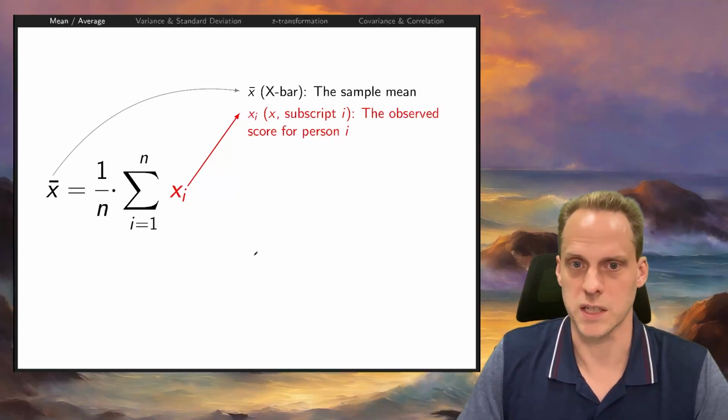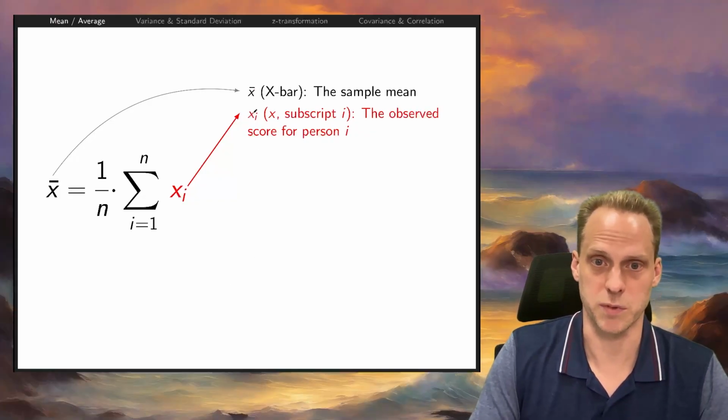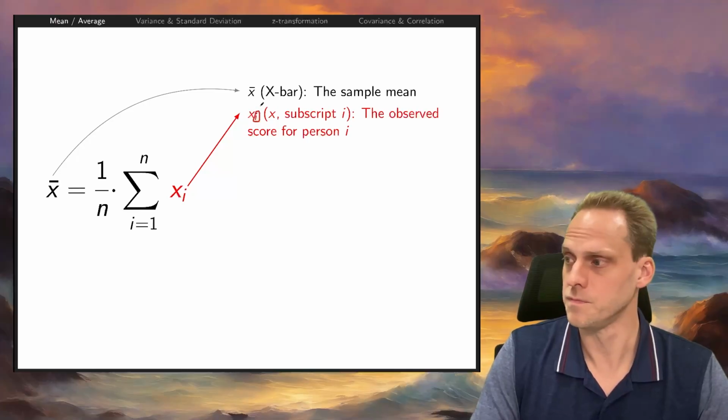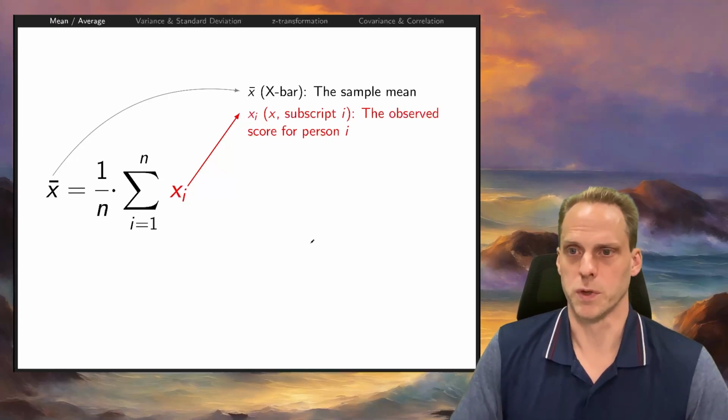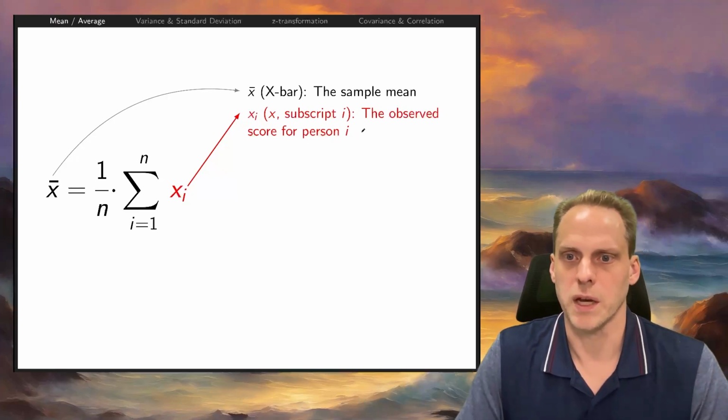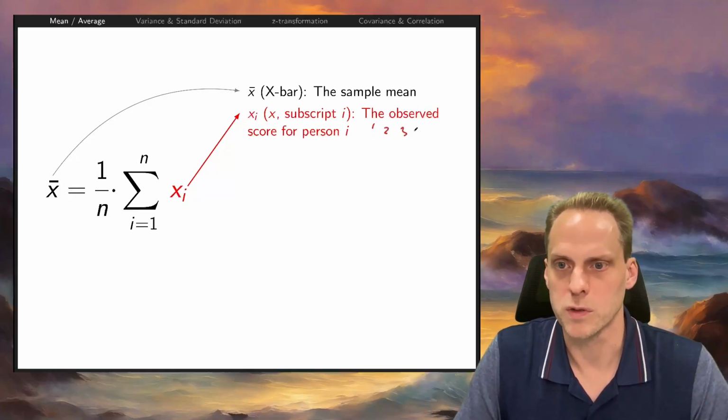Then here we see x again, but now x doesn't have a bar, it has a subscript i. i is lower, right? Lower, that's why we call it the subscript. What does that mean? This means the observed score for person i. Now who's person i? Well, person i could be anyone. Could be 1, could be 2, could be 3, could be 4.